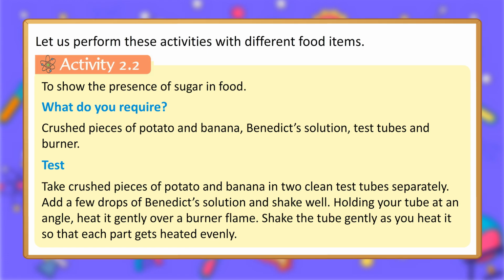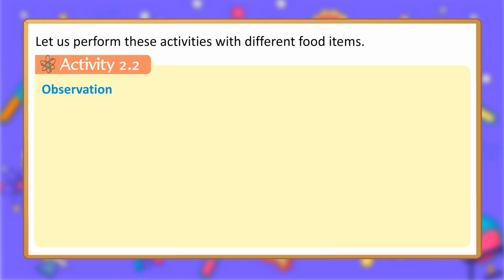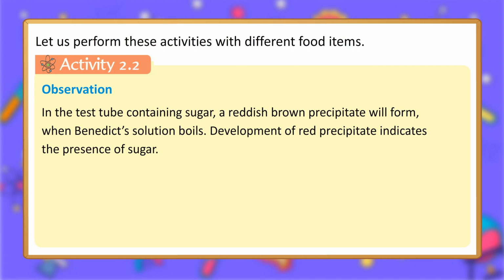Add a few drops of Benedict solution and shake well. Holding your tube at an angle, heat it gently over a burner flame. Shake the tube gently as you heat it so that each part gets heated evenly. Observation. In the test tube containing sugar, a reddish-brown precipitate will form when Benedict's solution boils. Development of red precipitate indicates the presence of sugar.